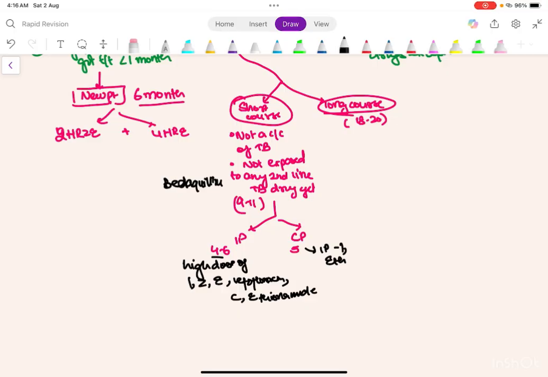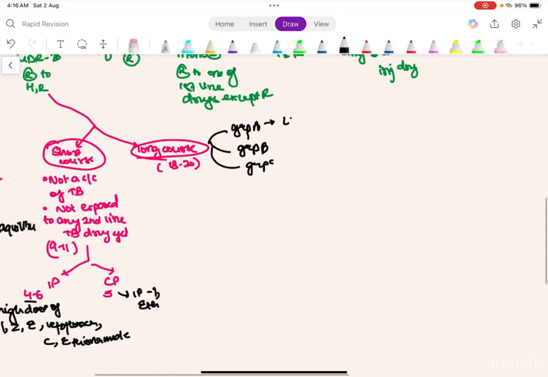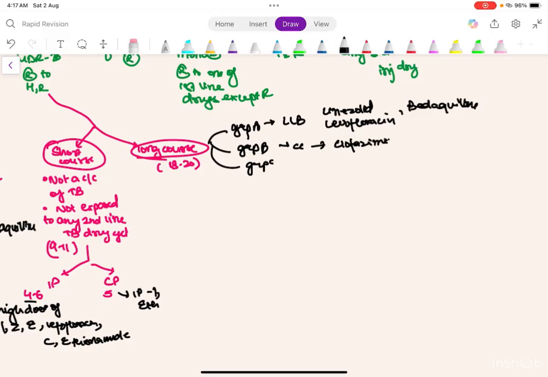Okay. Now in long course again you have certain groups. So you have group A drugs, then group B drugs and then group C drugs. So you have to remember them. To remember group A you have to remember LLB. So you have linezolid, then levofloxacin and then bedaquiline. Okay, now to remember group B you have to remember CC. So you have clofazimine and cycloserine. Group C, you have ethambutol, pyrazinamide, then you have delamanid. Now delamanid is a very new drug. Okay, then you have imipenem.